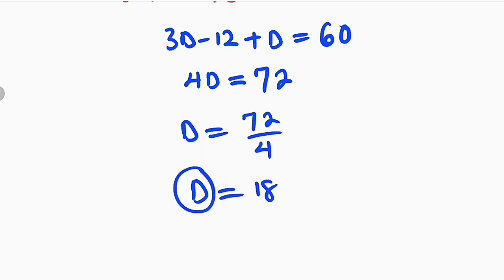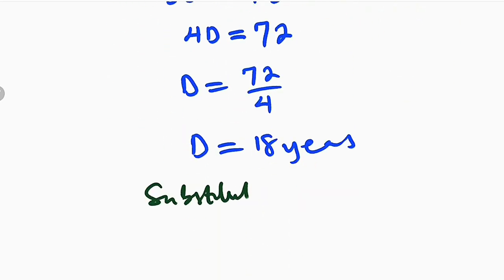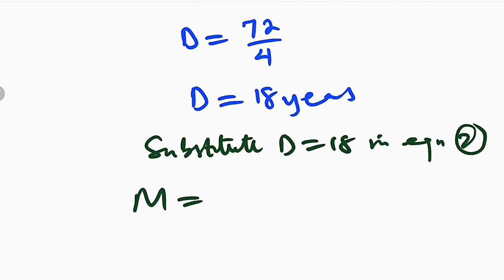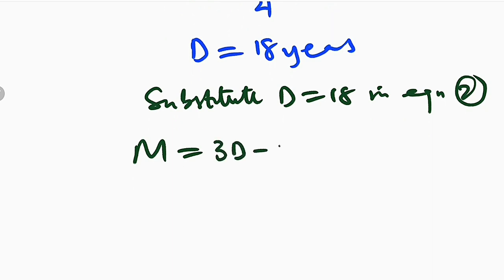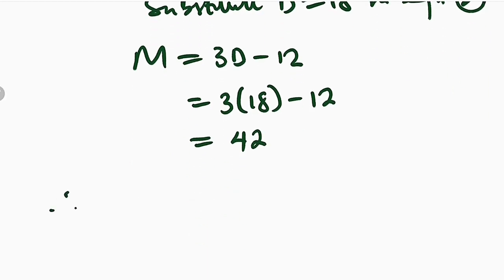But remember, D is what? Daughter's age. This is what? 18 years. So what about the man's age? The man's age is 3D minus 12. Equation number 2 is M equal to 3D minus 12, which is equal to 3 times 18 minus 12. 3 times 18 is 54. Then we subtract 12, we have 42. So this is 42.